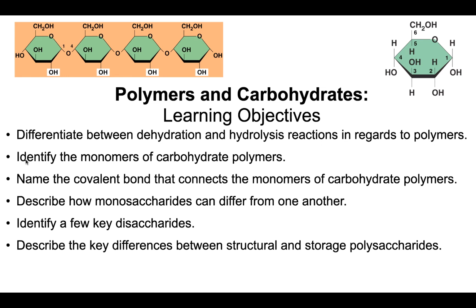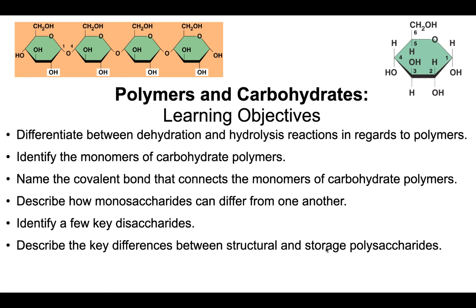I want you to be able to identify the monomers of carbohydrate polymers. Name the covalent bond that connects the monomers of carbohydrate polymers. I want you to be able to describe how monosaccharides can differ from one another. I want you to identify a few key disaccharides. And I want you to be able to describe the key differences between structural and storage polysaccharides.